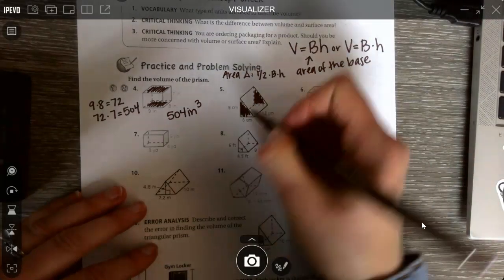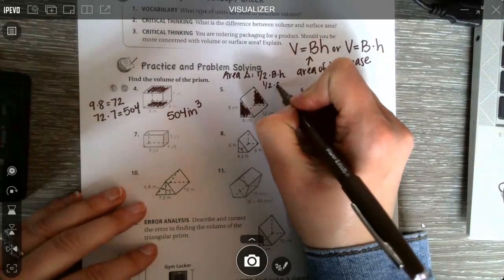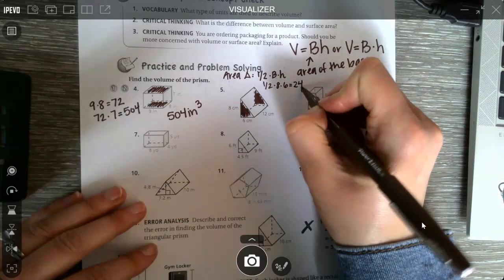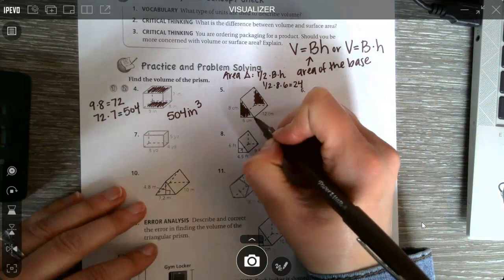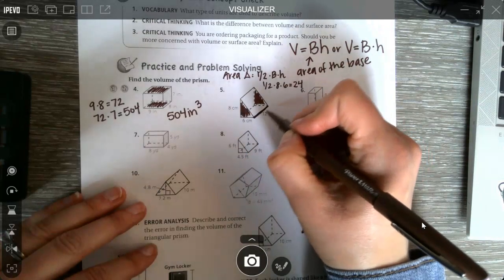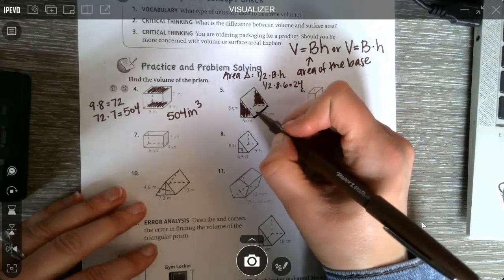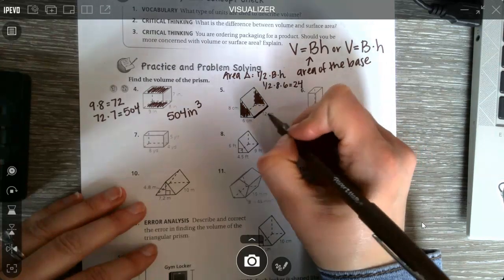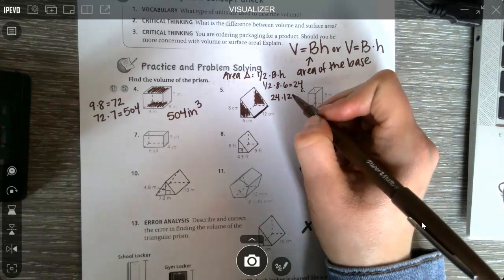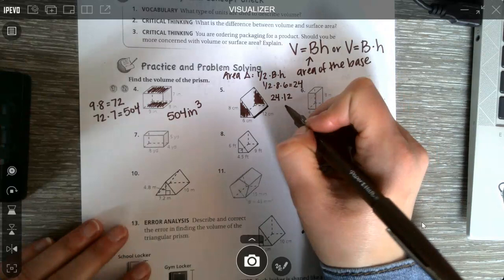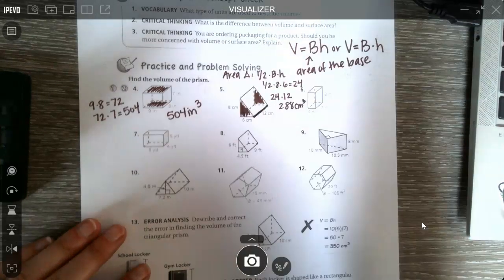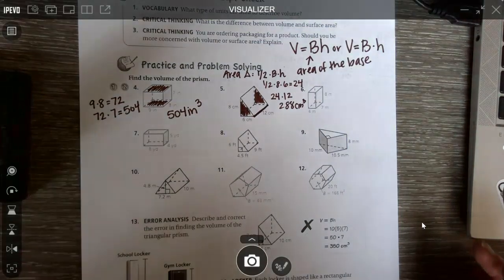Okay, so I've got 8 by 6. 1/2 times 8 times 6. 48 times 1/2, we get 24. Alright, then I just multiply by the height. Remember, the height is what connects those bases, so this is my height. Even though it's on the bottom, you don't see another height connecting your bases, so my height is 12. So I'm going to do 24 times 12. Use my calculator, I get 288. So my answer is 288 centimeters cubed.